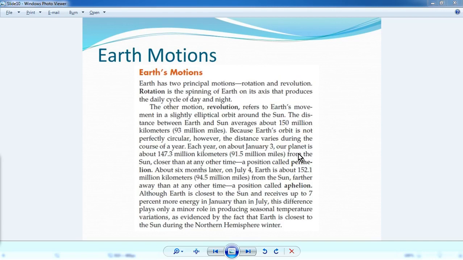Now, January 3 nga pinakaduol, tingtugnaw na. July 4 nga pinakalayo, tinginit na. So for sure, that is not the reason nganong adunay seasons sa Earth, nganong natay winter. In fact, ang January, bahig pa na siya sa winter. So, kanao, the sun receives up to 7% more energy in January than in July. Kanang 7% is not significant enough to affect the temperatures that we can feel on Earth.